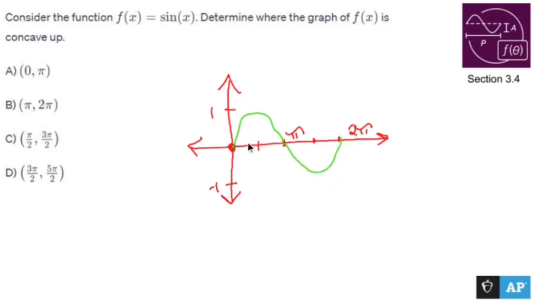So in a perfect world, it would look like this. Now, concave up looks like that. So where does this guy look like that? Well, between pi, but not including, and 2 pi, and not including, which means B is where it's concave up.